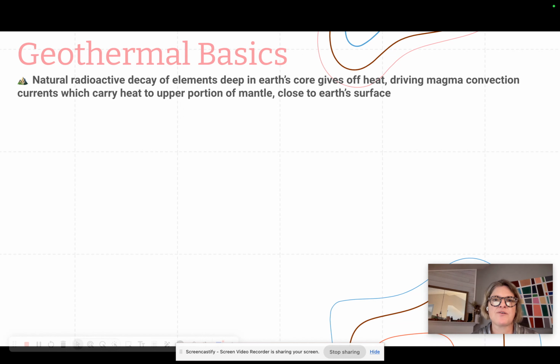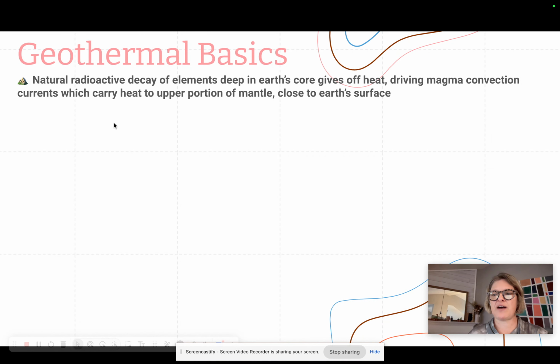First of all, there's natural radioactive decay of elements deep in Earth's core that gives off heat. We already know that. We talked about nuclear decay, and that when the nucleus of a radioactive element is decaying, it'll give off energy, and that energy is given off in the form of heat. And so that is what drives magma convection currents, which carry heat to the upper portion of the mantle, close to the Earth's surface.